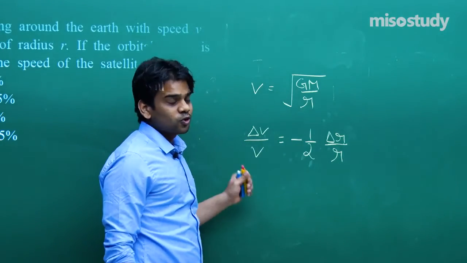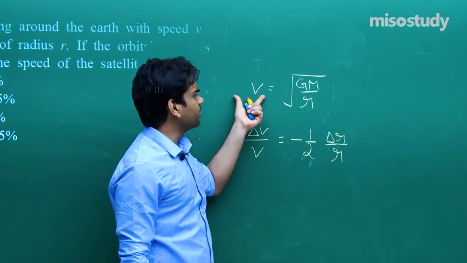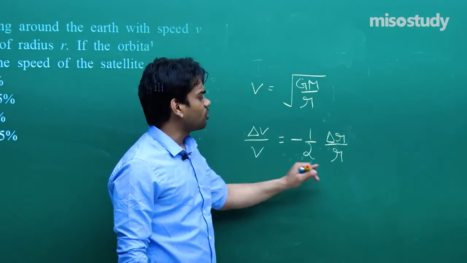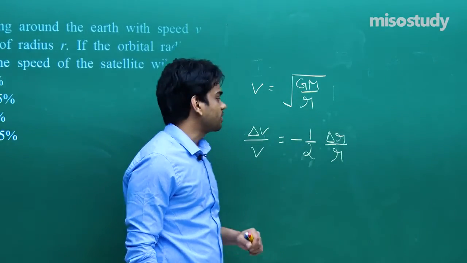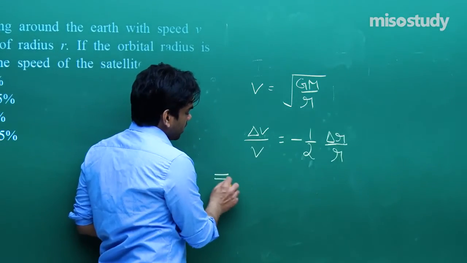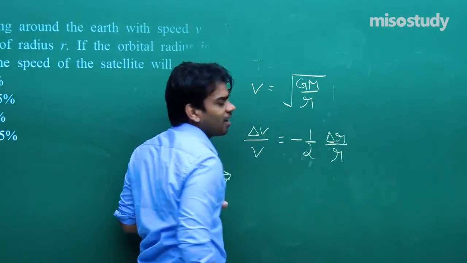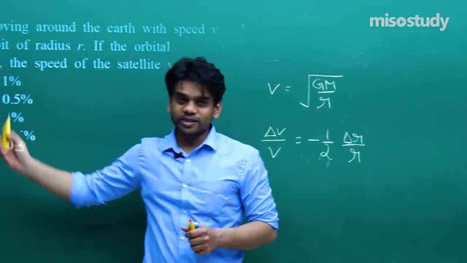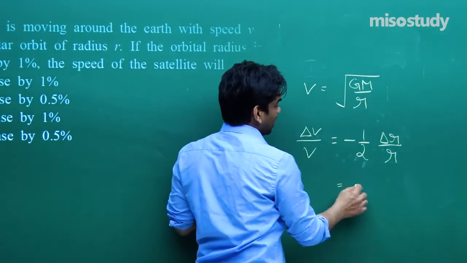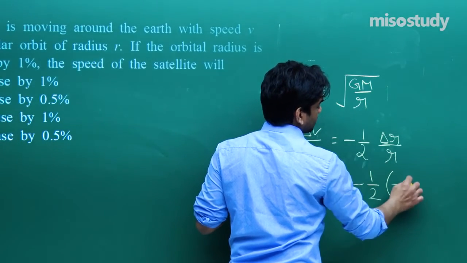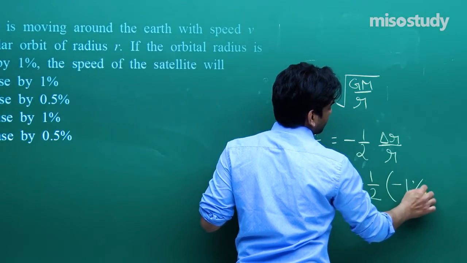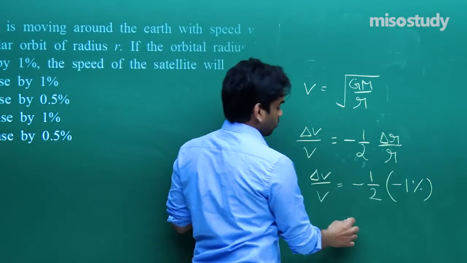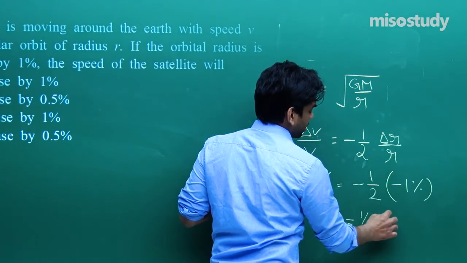This is how we have also seen such kind of questions, you differentiate dv by dr, that I have written as delta v, change in v, and then you will find a relation that will be somewhat like this. You can check on your own the differentiation part. Next, it's given that delta r by r has decreased by 1%. So we can write this in terms of percentage, this is minus 1 percent, and delta v by v will come out to be 1 by 2 percent. It's positive.